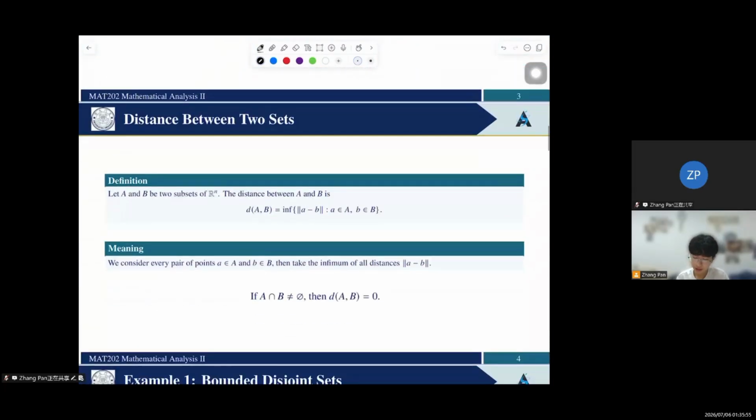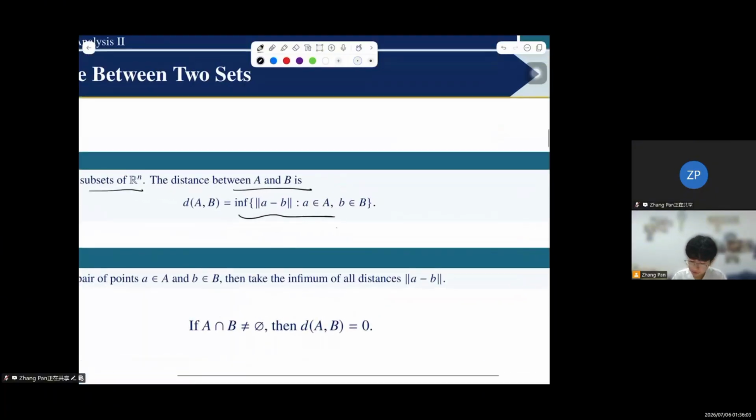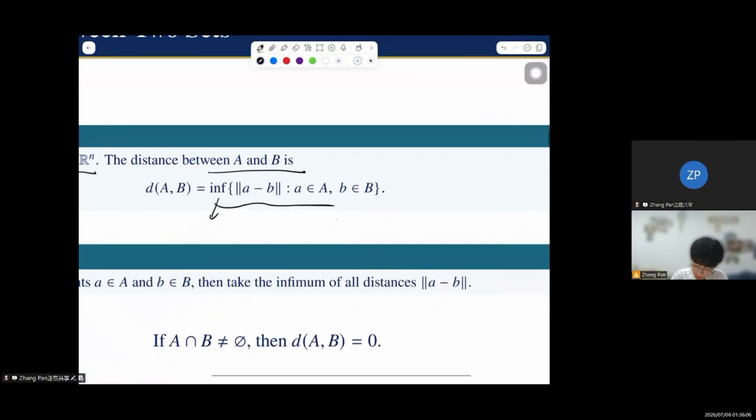Here is the definition of the distance between two sets. Let A and B be two subsets of Rn, and the distance between A and B is defined like this. And the infimum is the greatest lower bound.